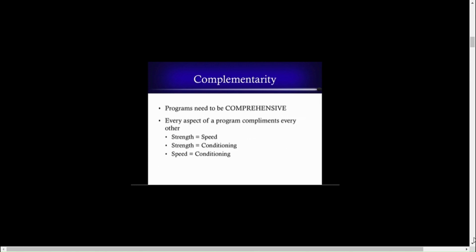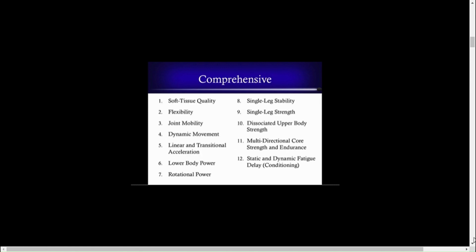What may have been lost in the other videos is the complementarity of the various components of a good hockey training program. Every aspect of a training program should complement every other physical quality. This is why it's so important for players to follow a comprehensive training program and not only do traditional speed training or only focus on conditioning. I want to go through a few specific examples, but before we do, let's take a look at what I mean by a comprehensive program.